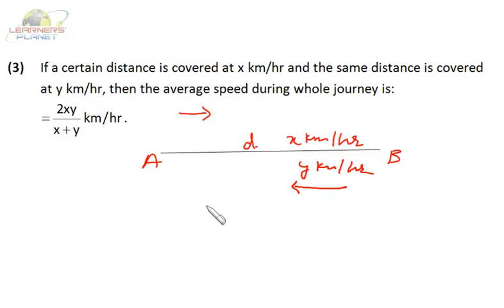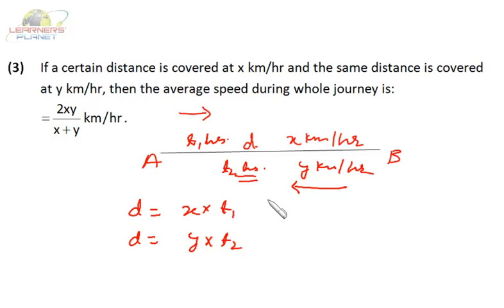Now let's calculate how we could find the average speed. Suppose while going from A to B, I take t1 hours. Since I am going at the speed of x kilometer per hour and covering distance d in t1 hours, distance d is equal to x into t1. Similarly, while coming back, I am covering the same distance d at the speed of y kilometer per hour. So the distance is y into t2, assuming I take t2 hours.